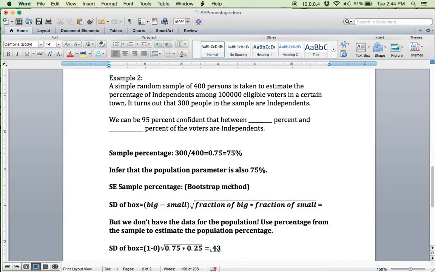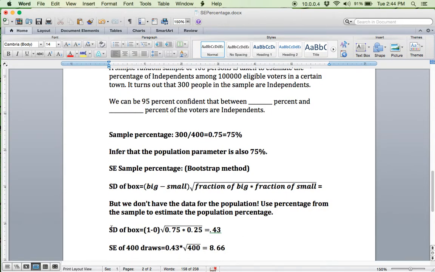So the bootstrap method is a way to get around this. We're going to estimate these numbers by using our sample. So this is kind of going around in a circle a little bit, but it turns out in practice this works fairly well. And so again, the problem is that we don't have the data for the population. So we're going to use the percentage from the sample to estimate the population percentage.